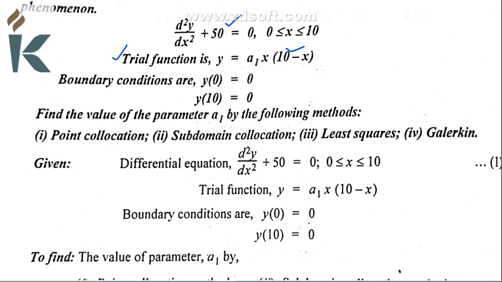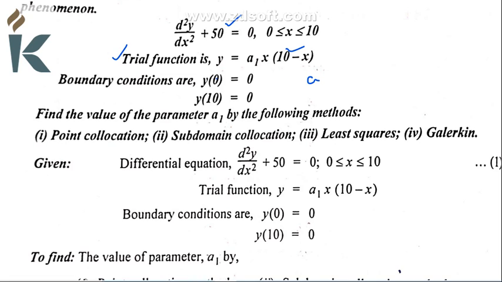So here, we have to verify this trial function, that is y equal to a1 into x into (10 minus x). You have to substitute the boundary conditions here. What is the boundary condition given? When you put the x value as 0, the y value should also be 0. When you put 10 for the x value, the y value should be 0. So you have to substitute this x in this equation.